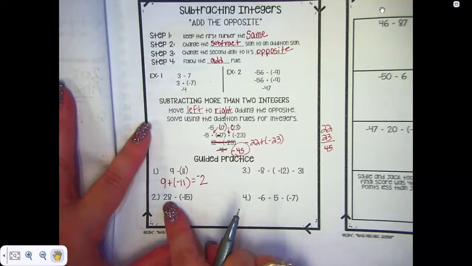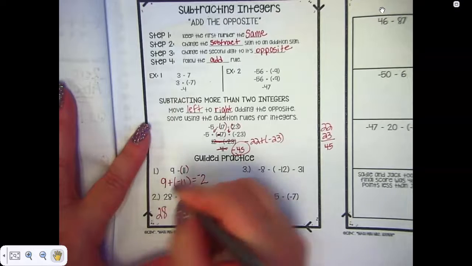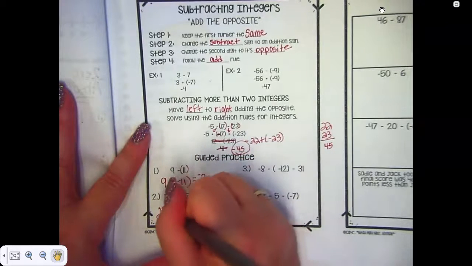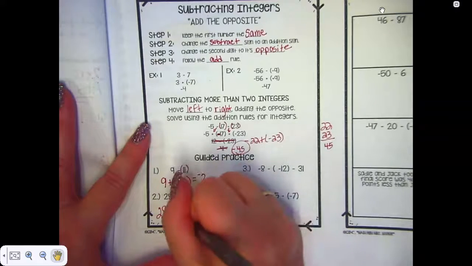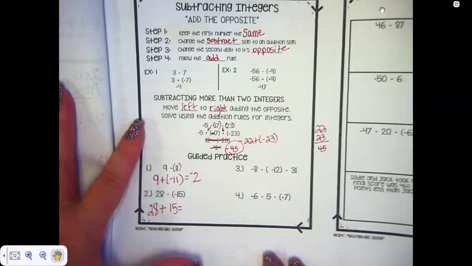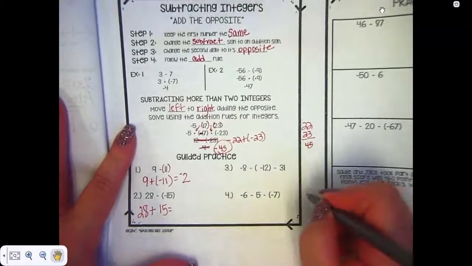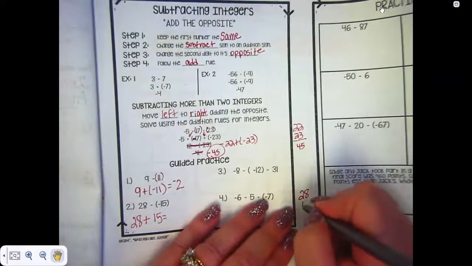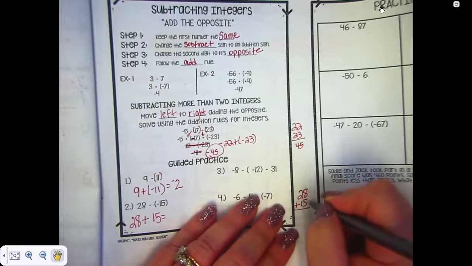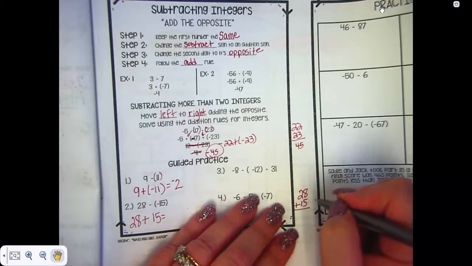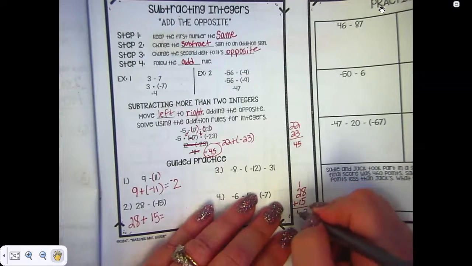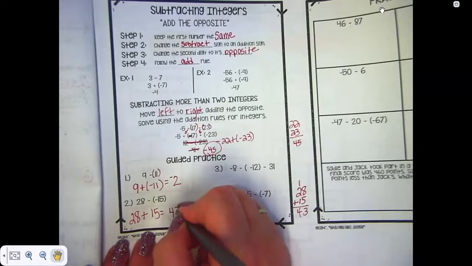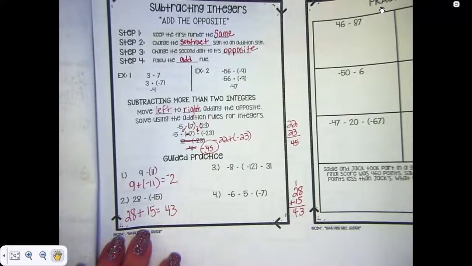All right, let's look at the second problem. 28 minus negative 15. Keep the first integer. Change the subtract to add. And change the negative 15 to a positive 15. And then you may have to add using your standard adding algorithm, 28 plus 15. 13, 1, 3, 43. Positive 43. Everybody good with that?